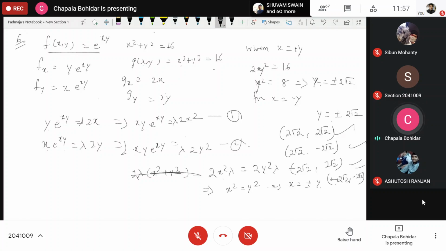You have a calculator, you find out all these points. 4 points. And check at which point we are getting the maximum, and at which point we are getting the minimum value. Clear? This is clear? This is clear or not?